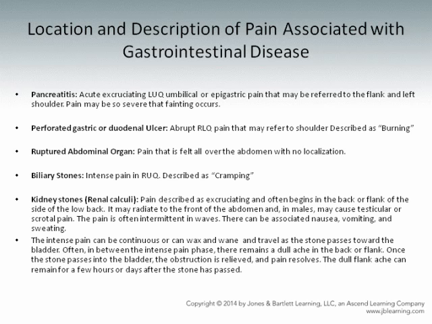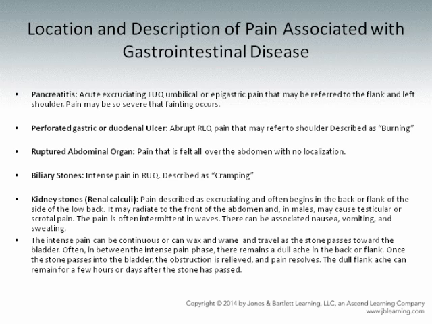Perforated gastric or duodenal ulcer: abrupt right lower quadrant pain that may refer to the shoulder. It's usually described as burning. Ruptured abdominal organ pain is felt all over the abdomen. There's usually no localization. And biliary stones cause an intense pain in the right upper quadrant. It's usually described as cramping.